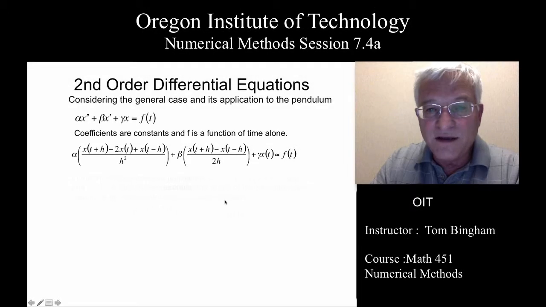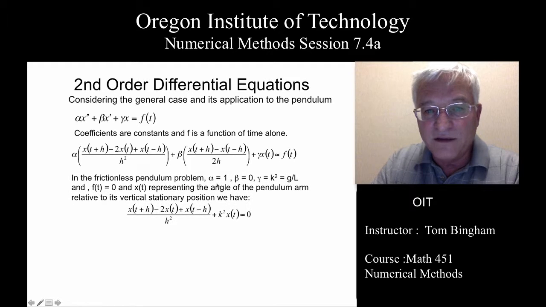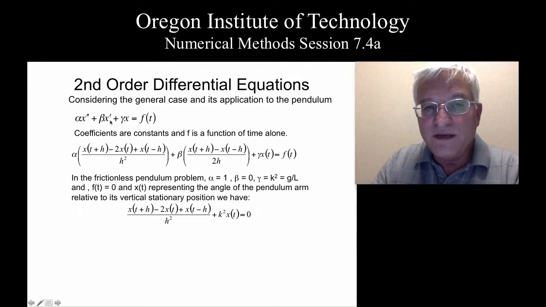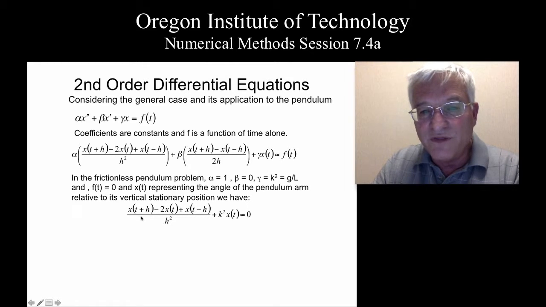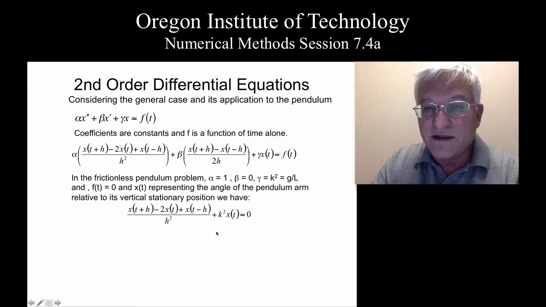Well, let's see if we can now apply that to our pendulum. Our pendulum just had alpha equals 1. We didn't have a coefficient there at all. And we didn't even have an x prime term, which meant beta was 0. And our gamma term was the gravitational constant divided by L, which we also called k squared. So if we make those substitutions, this becomes our second order differential equation that drives that pendulum.